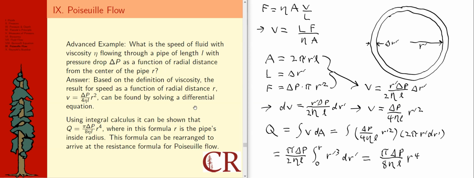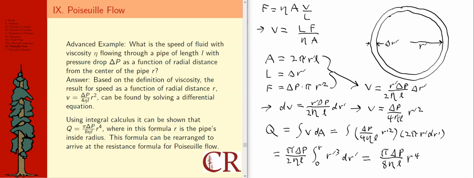Let me go ahead and pull up the answer here just to make things clear. Based on the definition of viscosity, the result for speed as a function of radial distance r is this expression, and that's basically the expression written here on the board. One difference, though, is I used r prime here on the board. That has to do with the fact that we're talking about the radial distance r from the center of the pipe, as opposed to the inside radius of the pipe, which is really the outside extent of the region of fluid flow. In this final formula, that's what R means.